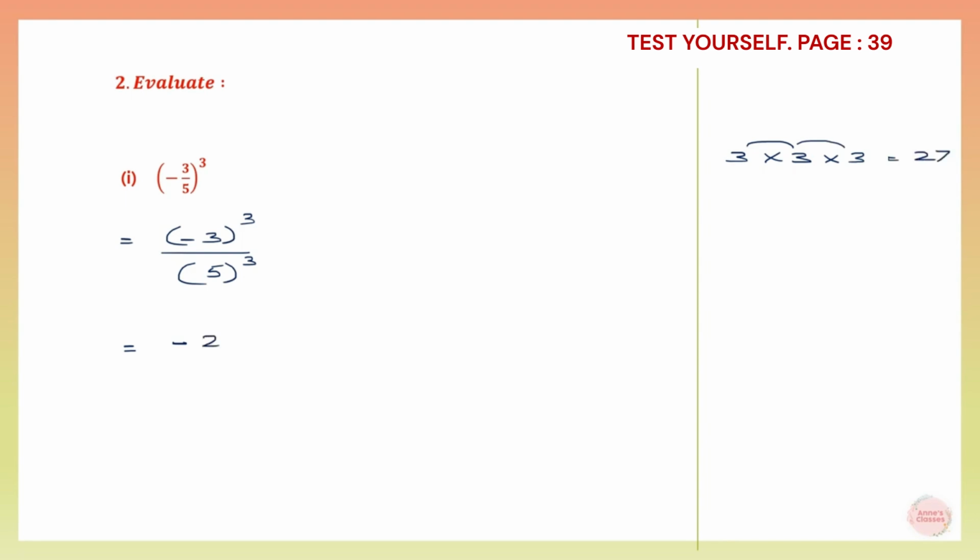So this is 27. And in the denominator, we have 5 raised to the power of 3, which is 5 into 5 into 5. 5 5s are 25, 25 5s are 125. So here we have 125. So what is our answer? Minus 27 by 125.